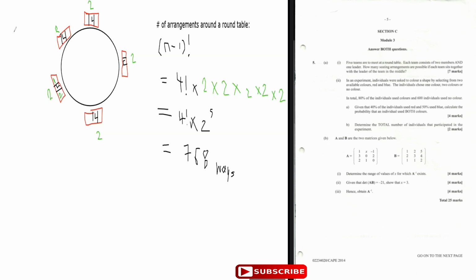So that's part 1. Now let's look at part 2. Part 2 says, in an experiment, individuals were asked to color a shape by selecting from 2 available colors, red and blue. The individuals chose 1 color, 2 colors, or no color. It says 80% of the individuals use colors and 600 use no colors.